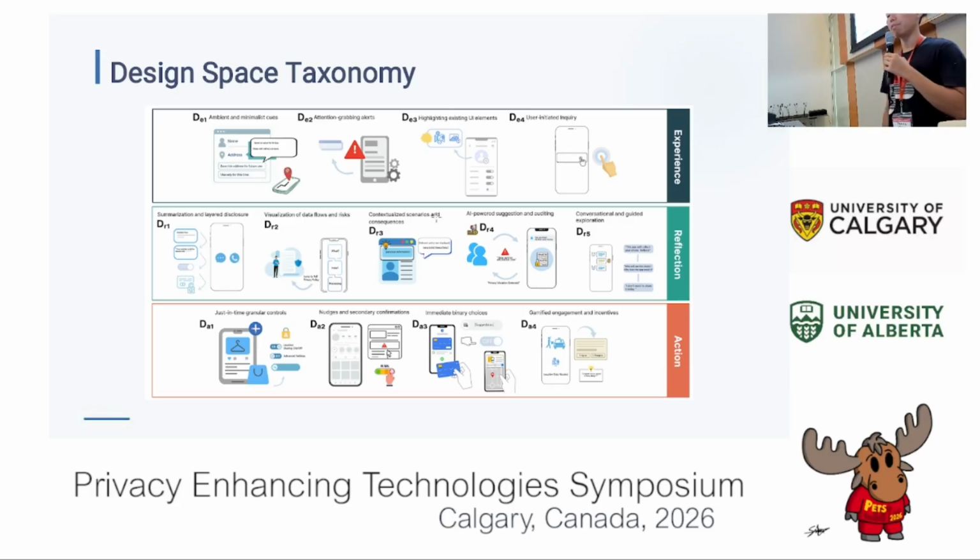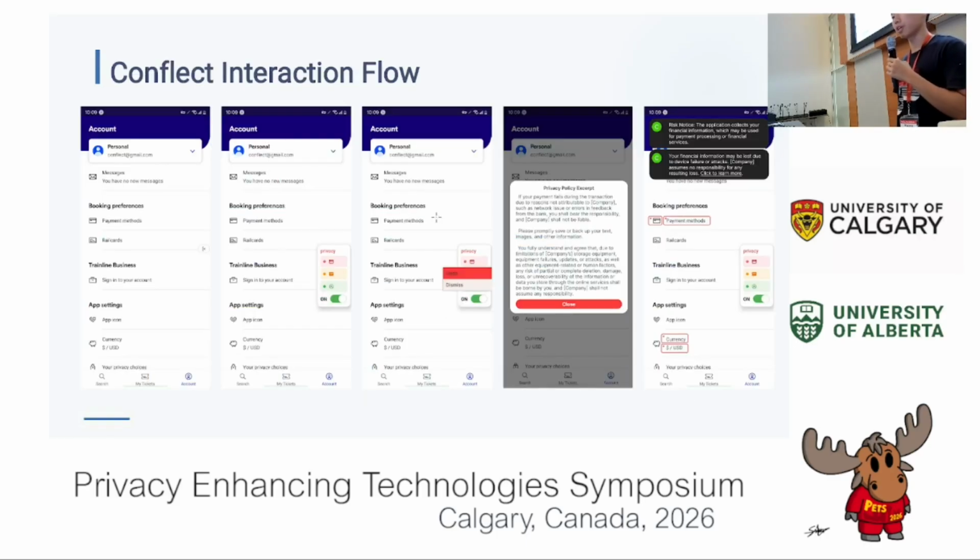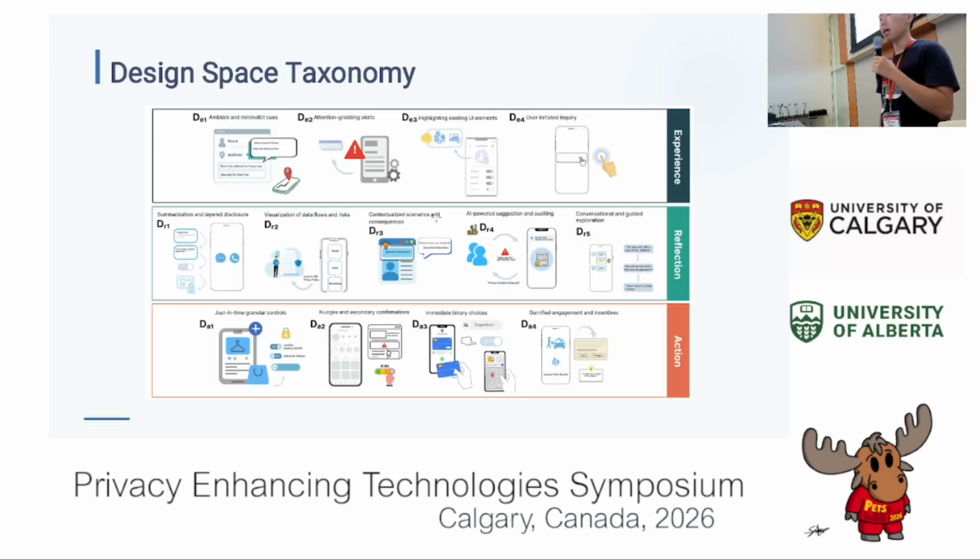And for reflection, we have summarization and layer disclosure, etc. And for reflection, we have just-in-time granular controls and other forms such as binary choices. And we also have a session that ranked the different designs according to the effectiveness and feasibility, which is reflected in the paper. And we highlighted that different designs in each design dimension reflect different trade-offs.